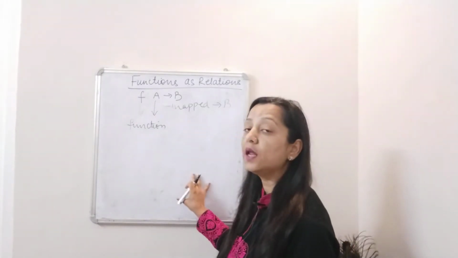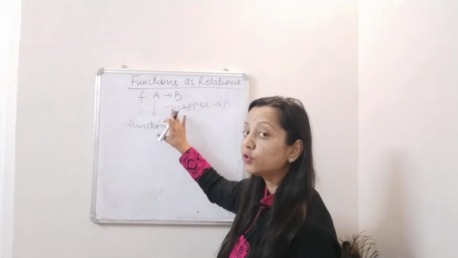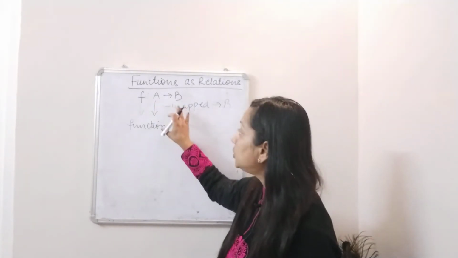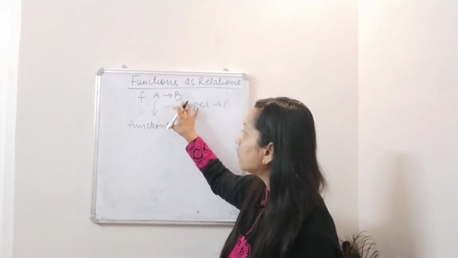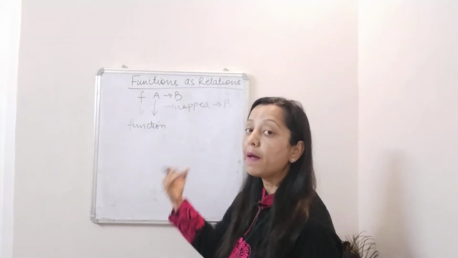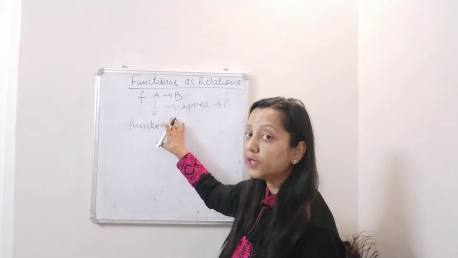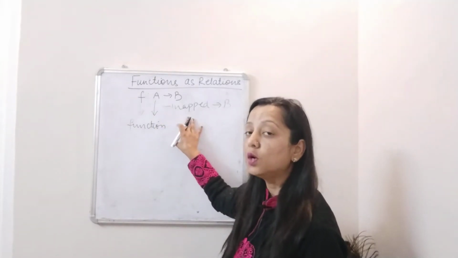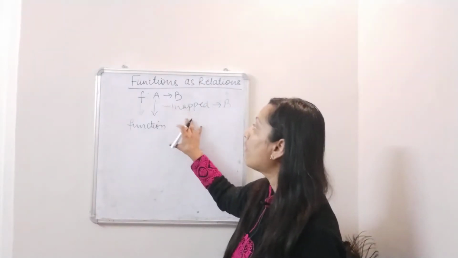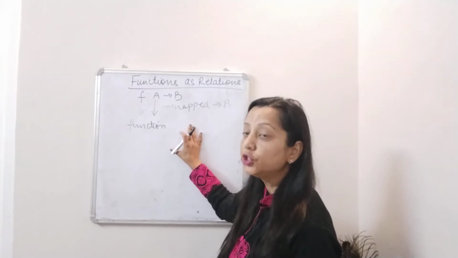Now this in itself gives rise to a relation. That means there is a mapping from the elements of set A to the set B. A unique element is being assigned from set B to the elements of set A. So that means there is a mapping, or there is a correspondence from the elements of set A to set B. So this in itself gives rise to a relation. So any function on its own by default gives rise to a relationship.